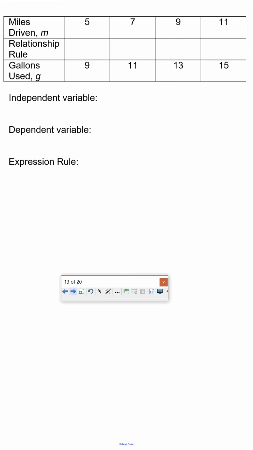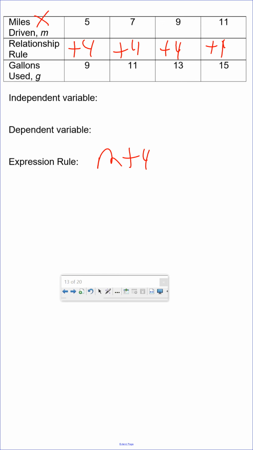Next one, miles driven. What's the relationship here? Seems like it's plus 4, plus 4, plus 4. The relationship is additive. So we're adding 4 to the miles, m plus 4.